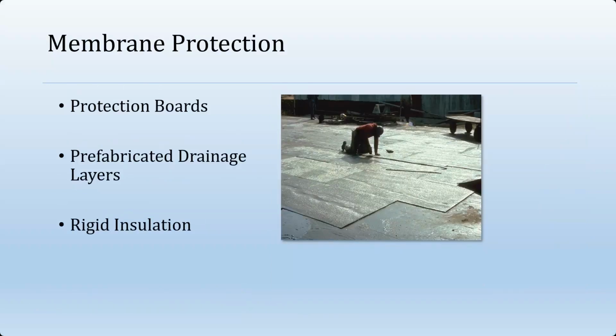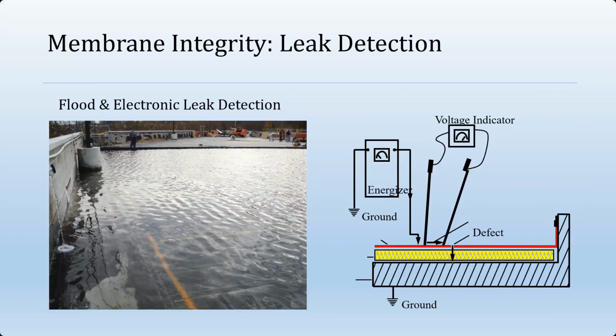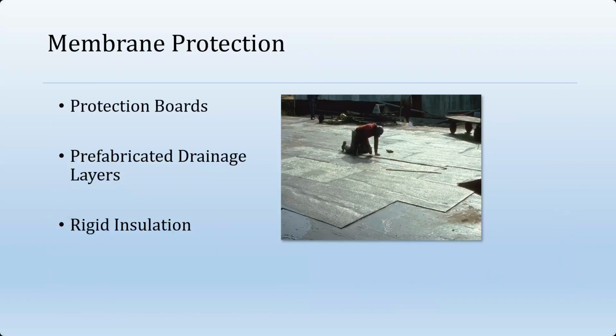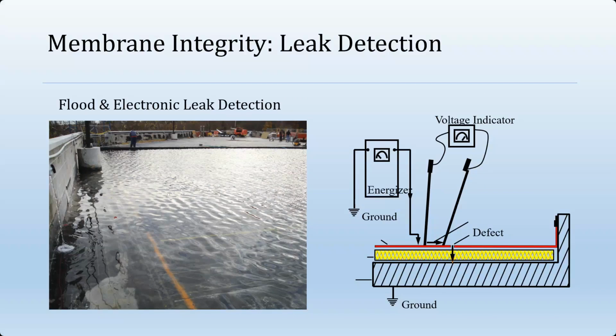So as we mentioned, we always want to protect the membrane, and the protection boards, protection sheets, protection courses are, just as their name implies, designed to protect the waterproofing system while the trades continue the rest of the work, whether directly of the waterproofing or some of the other mechanical trades getting in. And once a horizontal waterproofing's been installed, it has to go through a membrane integrity check, i.e. a leak detection. And there are really two methods. And the flood method has long been used, where we flood with a 2-inch head of water.